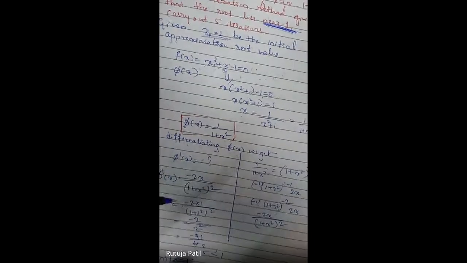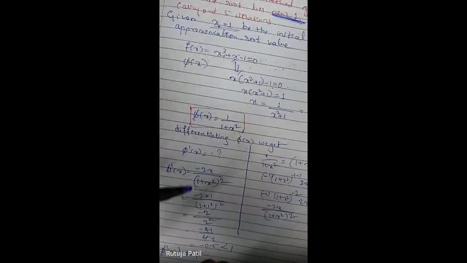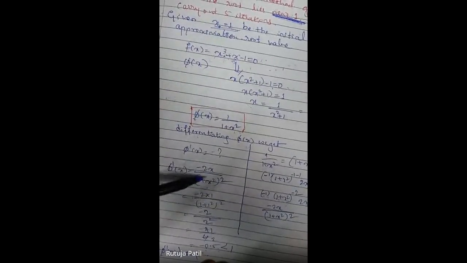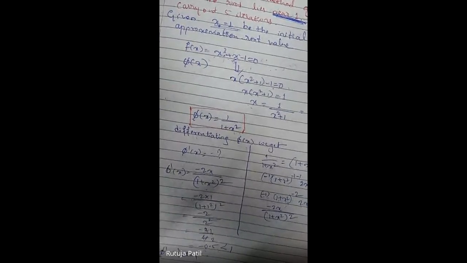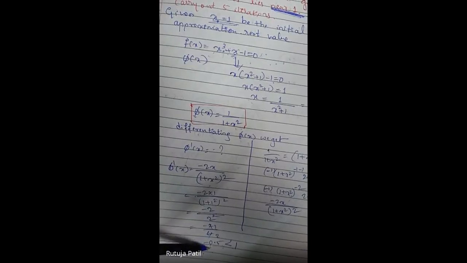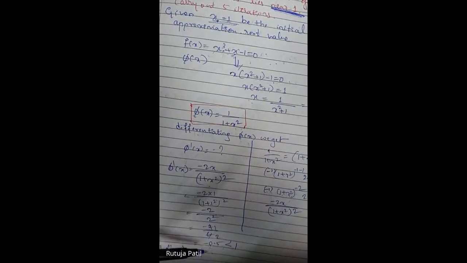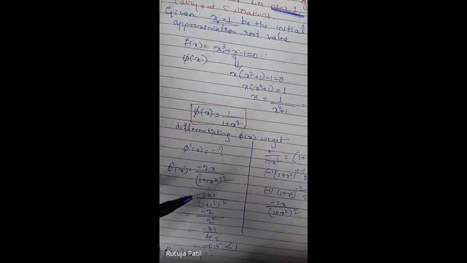Now after this, we need to check whether the taken x naught value is right or wrong. So substitute in this psi dash of x. If we are getting a value which is less than 1, then the considered x naught value is right. Since we got here minus 0.5, and since it is an absolute value, we have to omit the sign. Even if I omit the sign, this is less than 1 only. So I can take x naught as 1.